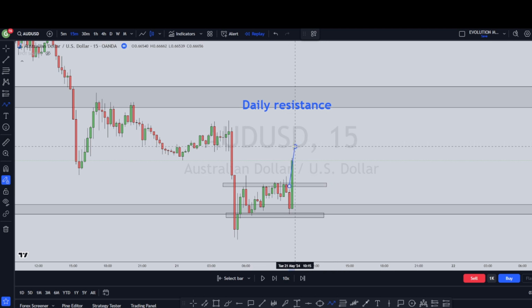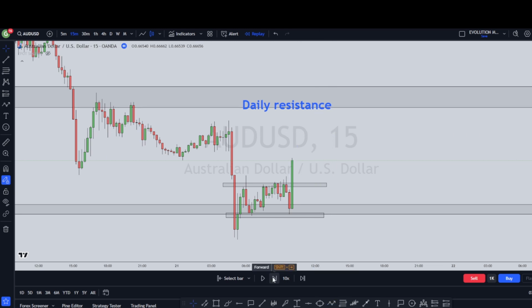Now, all we needed was a confirmation of this breakout by price retracing, and we needed this level to hold price to the upside before we could see the move up to the upside to test this daily resistance.